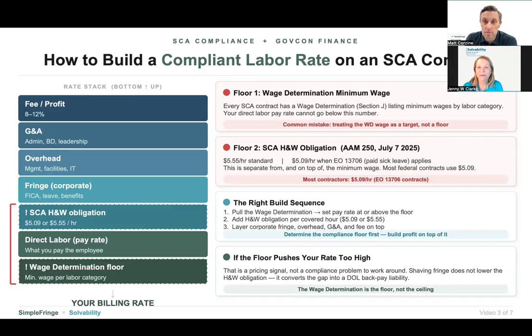And so making a strategic decision to lower your fee or profit, say in your proposal from 12% to 8%, is very different than, as you alluded to, Jenny, mistakenly cutting into the health and welfare rate or the minimum wages that you have to pay those employees. Again, there's lots of reasons to go into strategic pricing and lower profit margins, but at the end of the day, you just cannot cut into that health and welfare and the wage rates without getting into trouble.